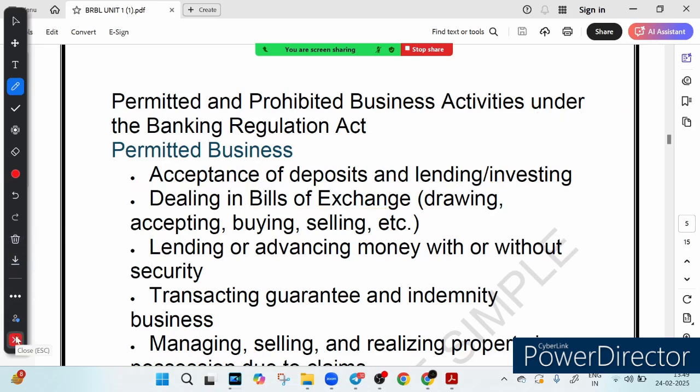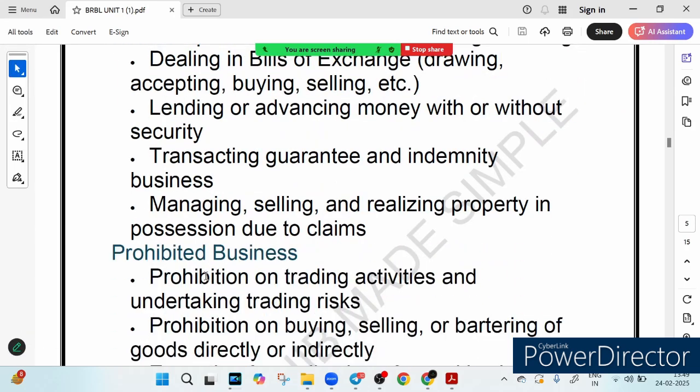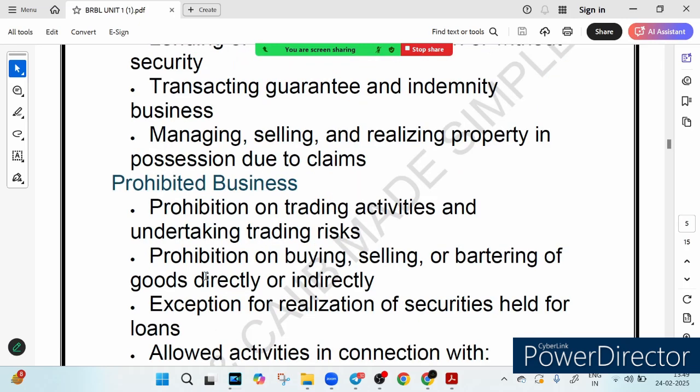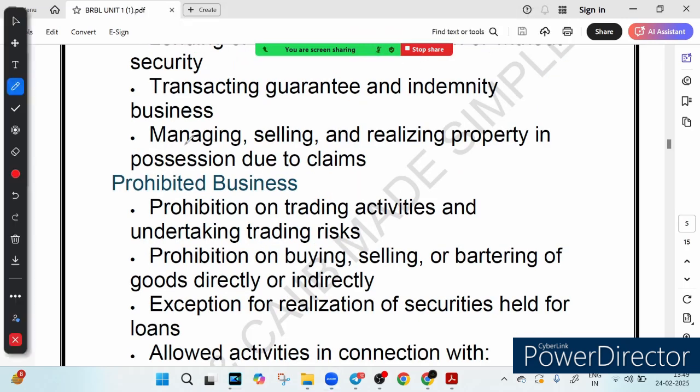The third permitted business is managing, selling and realizing property. You can see written here, managing, selling and realizing property possession. So if a bank has a property because someone has not paid back a loan, for example a house or car, they can sell or manage that property to recover the money, right?